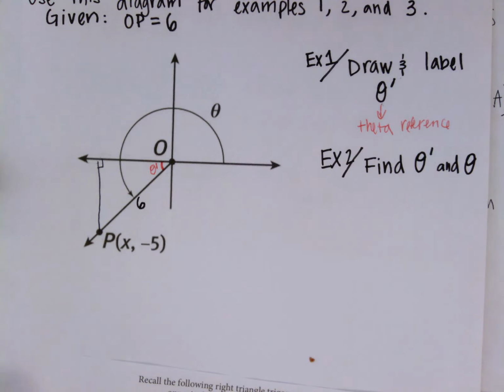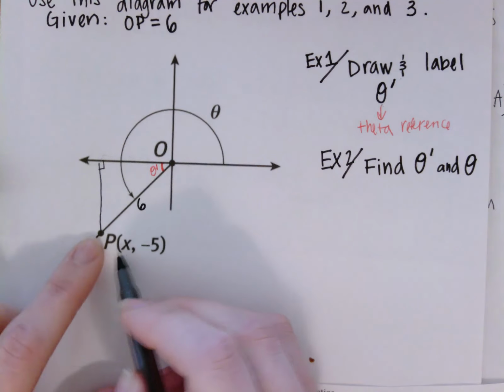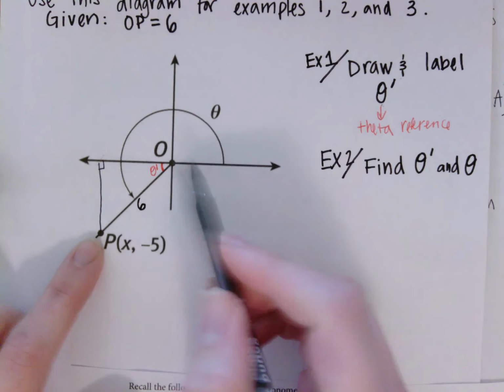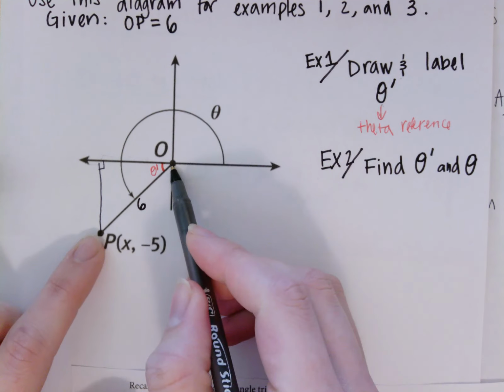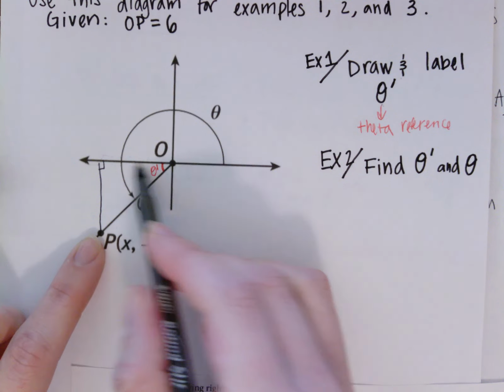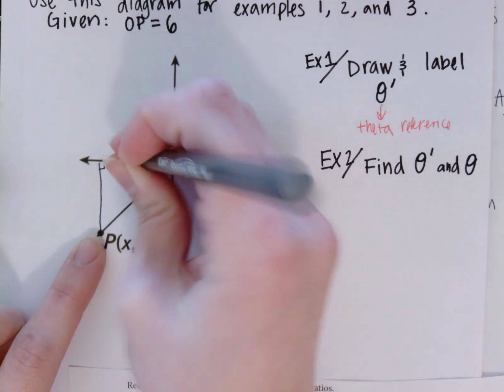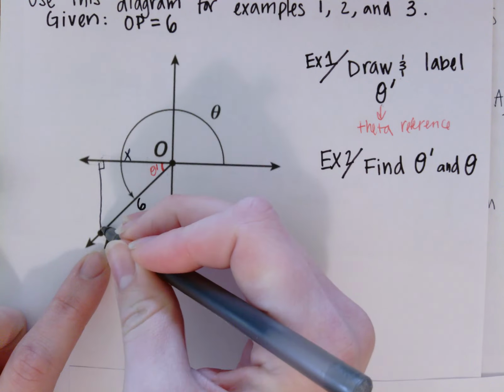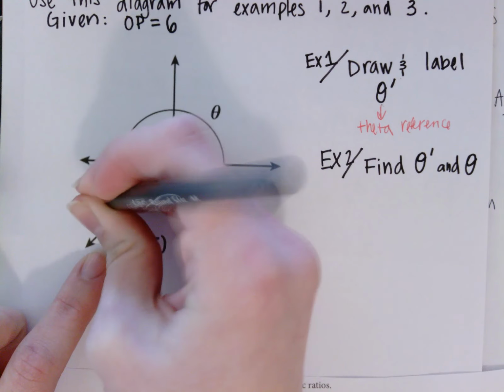So I've got my triangle here. I'm going to label any sides that I know. I'm given that the point P is x, -5. What that means is to get from the origin to P, I have to go a distance of x to the left, and then I have to go a distance of 5 down. So this length here is -5.